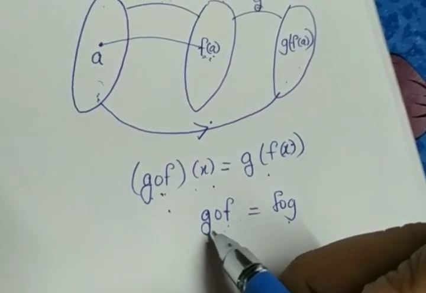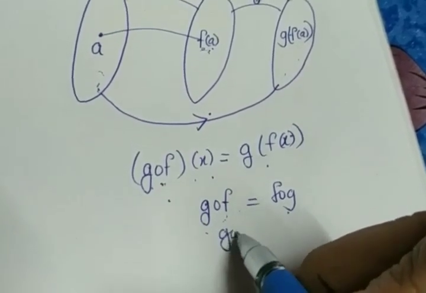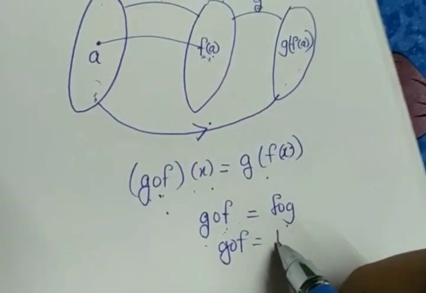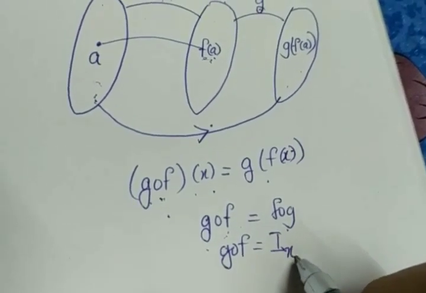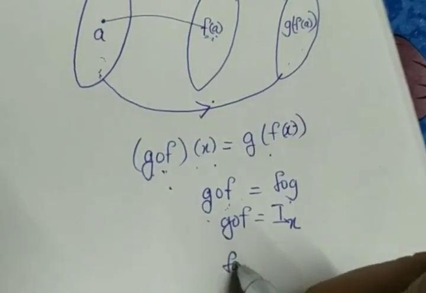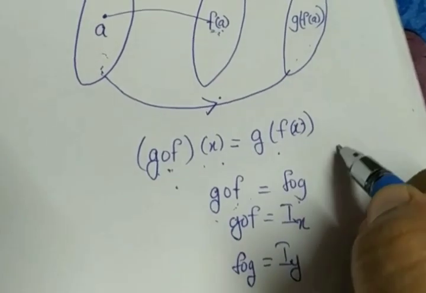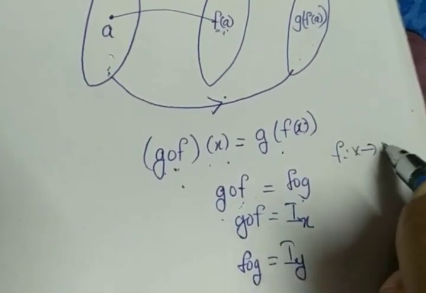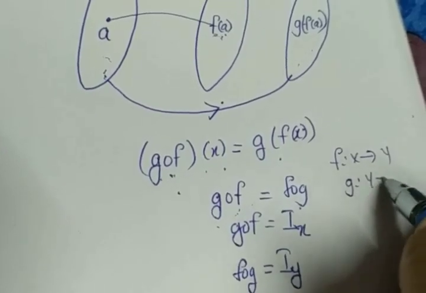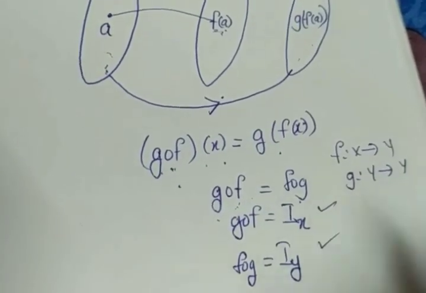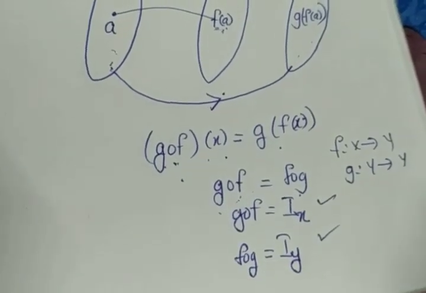Okay, we will find f composite g and g composite f. g composite f must be the identity function in terms of x, and f composite g must be the identity function in terms of y, where f is a function from x to y and g is a function from y to x. If these two conditions hold, we can say that it has an inverse.